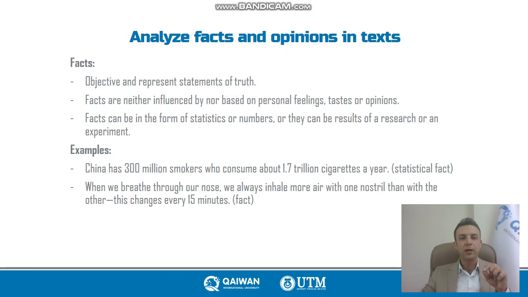Then we say facts are neither influenced by nor based on personal feelings, because these are facts. So facts are not controversial because they have already been proved. And we say facts can be in the form of statistics or numbers. By statistics, we mean information in the form of numbers. Or they can be results of a research or an experiment. So once we have an experiment, like a scientific one, or a research, and then later we come up with some facts, when the experiment or the research shows something, we say this is established as a fact because it's been proved.